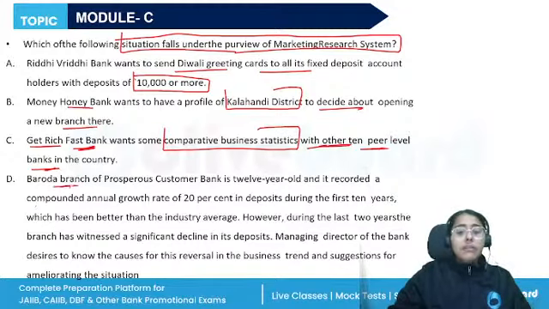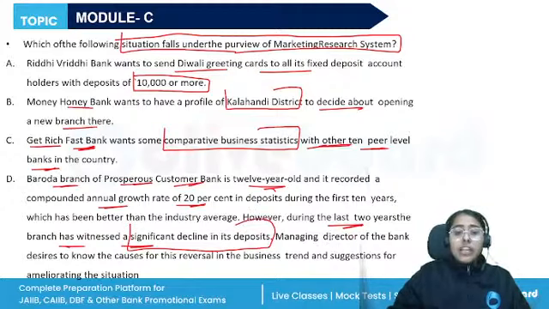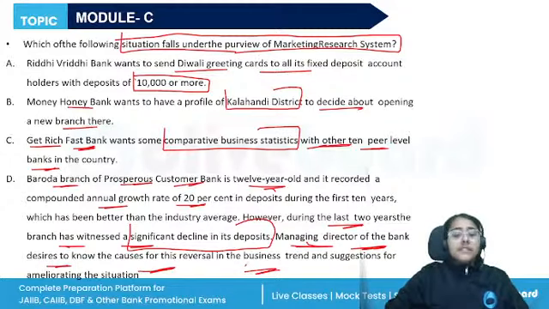Or option D, Bank Baroda branch of the Prosperous Customer Bank is 12 years old and it recorded a compounded annual growth rate of 20%. However, during the last 2 years, the branch has witnessed a significant decline in the deposit. So now, the managing director of the bank desires to know the causes for this reversal in the business trend and suggestions for correcting the situation. So, in which of the following situations will the bank conduct the marketing research system?